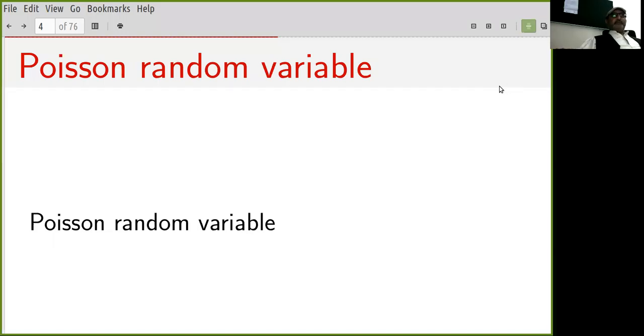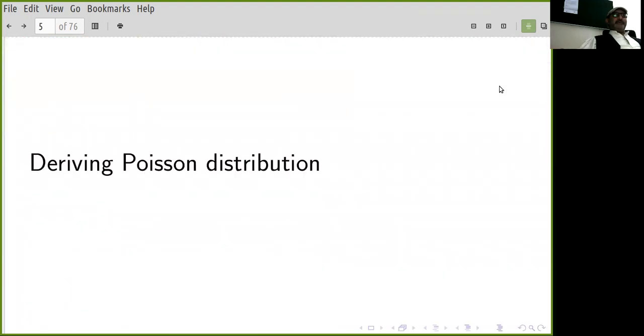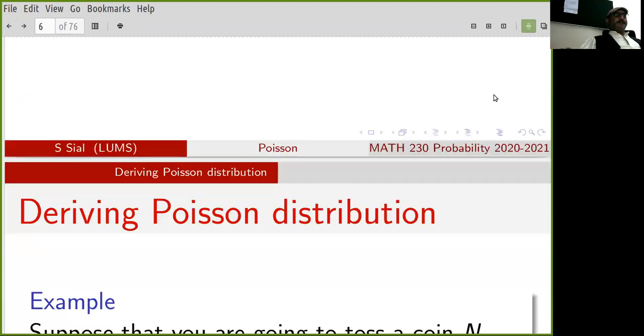In this session, we are going to cover the Poisson random variable and another related random variable, which is called the exponential random variable. Okay. And it's actually derived from the binomial random variable with the assumption that the expectation n times p will be very small.